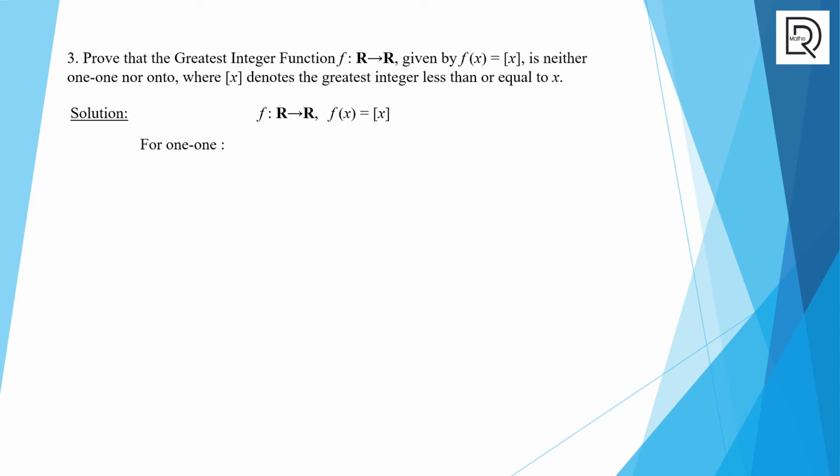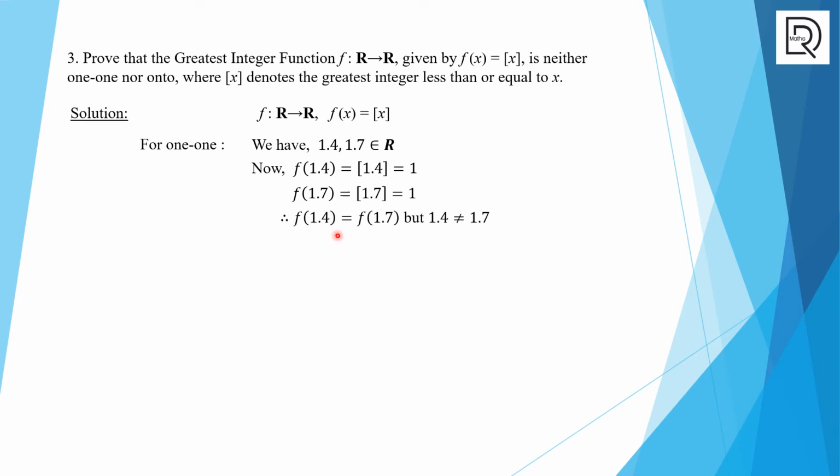So for 1-1 we have 1.4 comma 1.7 belongs to R. So now f of 1.4 is equal to 1, because the greatest integer which is less than or equal to 1.4 is 1, and f of 1.7 is also 1. So therefore f of 1.4 is equal to f of 1.7, but 1.4 is not equal to 1.7. So therefore f is not 1-1.